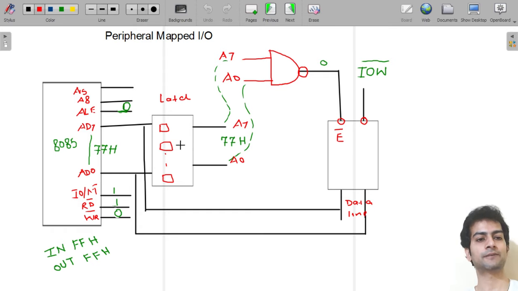during all this process, when 77H was latched here, and then came to this input output device, and everything was going on, this 8-bit address 77H will also get copied at the higher order address line.